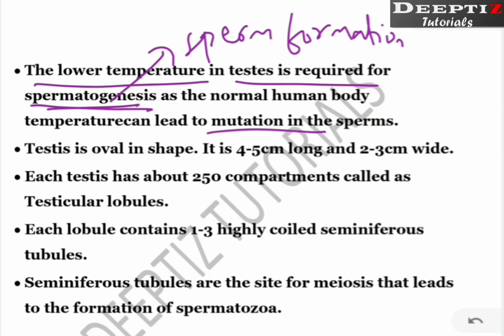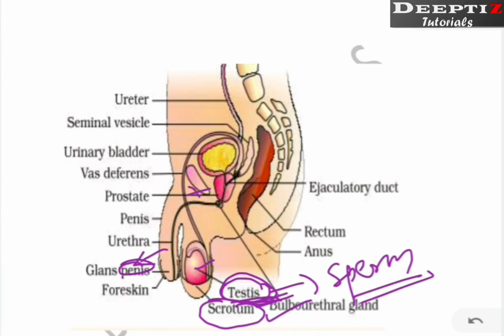Now what is the shape and size of the testis? Testis is oval in shape and approximate size is 4 to 5 centimeter long and 2 to 3 centimeter wide. And now here onwards I am going to discuss with the help of diagram. So from this diagram you got an idea what is the overall structure of male reproductive system. This is the side view. Now we have to study this testis in detail.